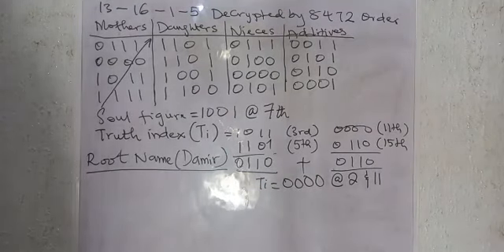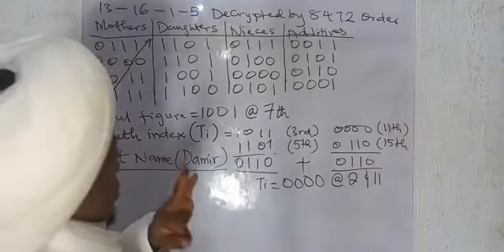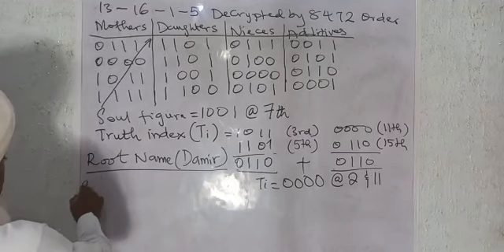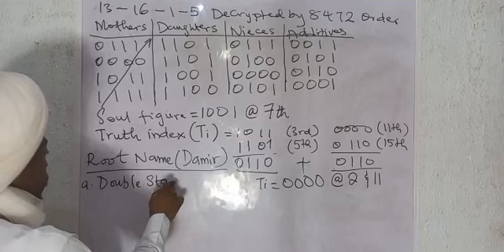Methods of finding root names. We have a lot of them, but there are 3 most common that you can use. The 3 most common methods that can be used. The first one is called double star, the double star figure.